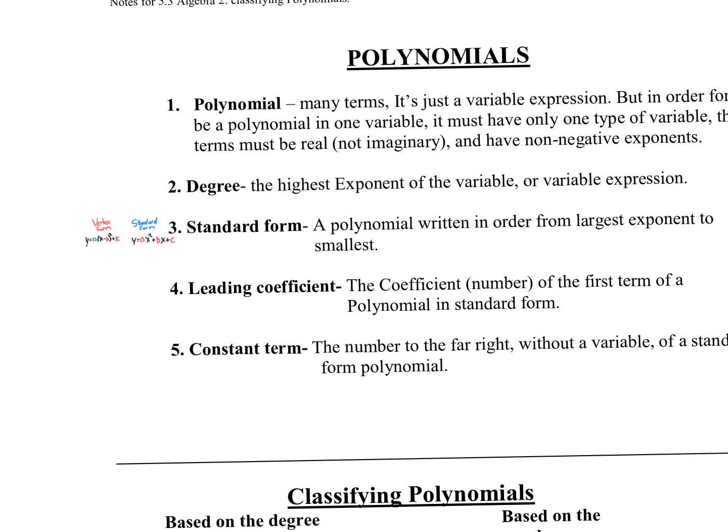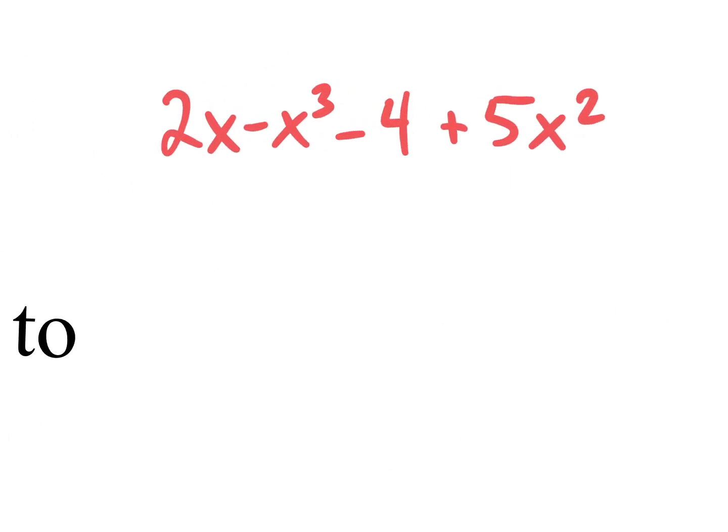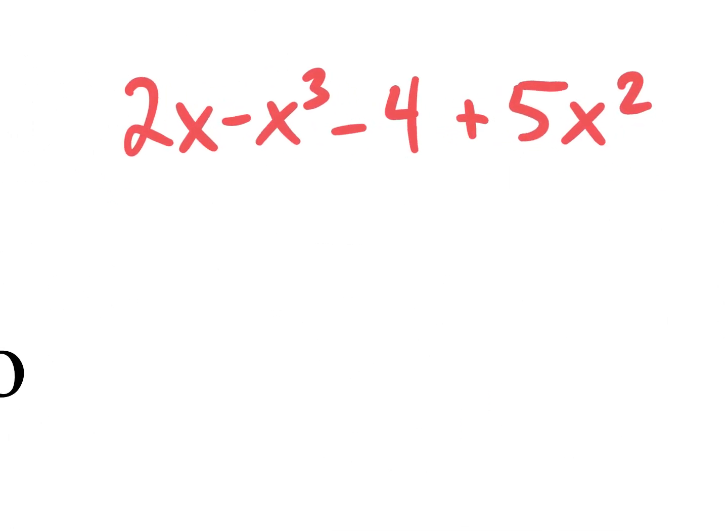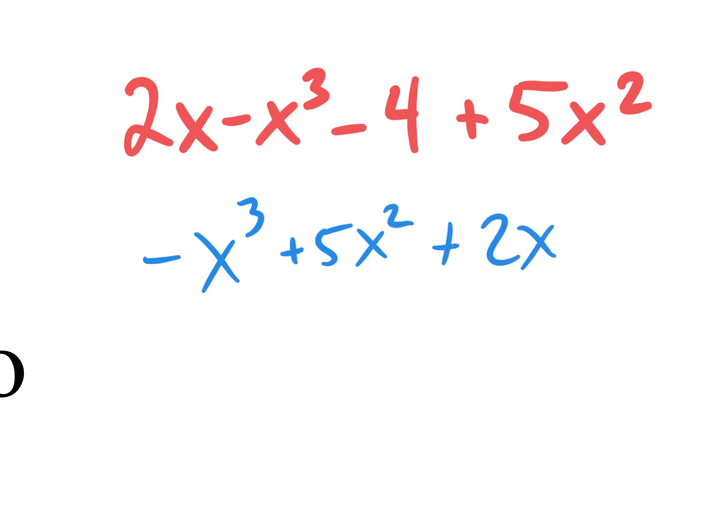So this guy right here is not in standard form. If I asked you to rewrite it in standard form, what would you do? What would the first term be? Negative x to the third, and then plus 5x squared, and then plus 2x, and then minus 4. Okay, now it's in standard form.